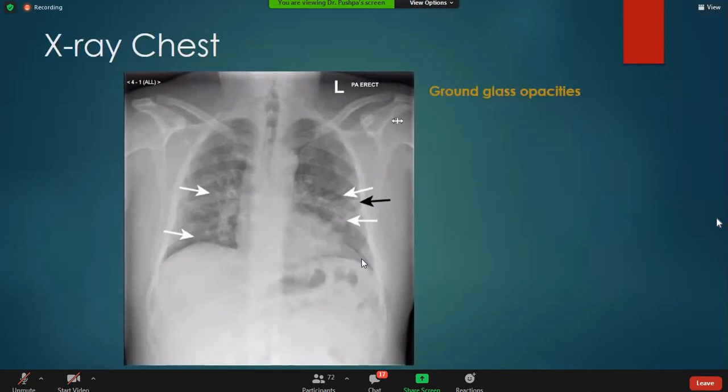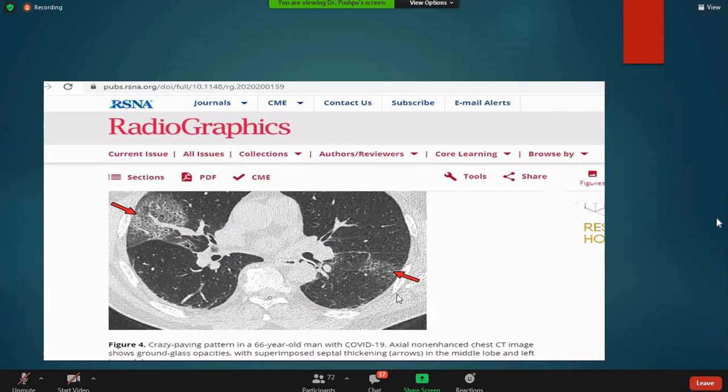And this is the CT, which will be showing us the ground glass opacities along with the crazy pavement pattern. You see, in the garden, we place different types of stones for walking in the middle of the garden. We pave that place for walking. So that is shown here in the lung. You can see the crazy pavement pattern, which is characteristic of coronavirus infection.